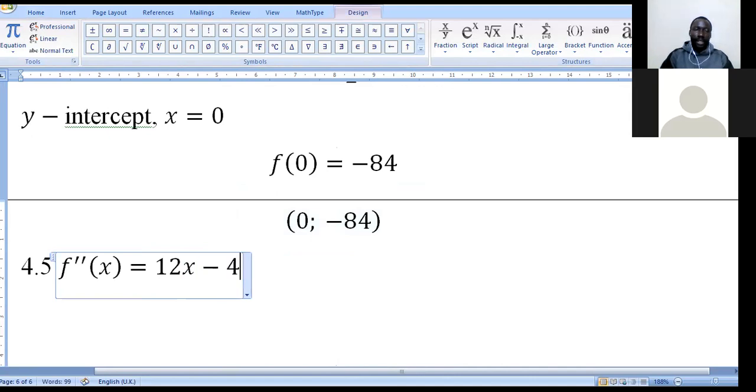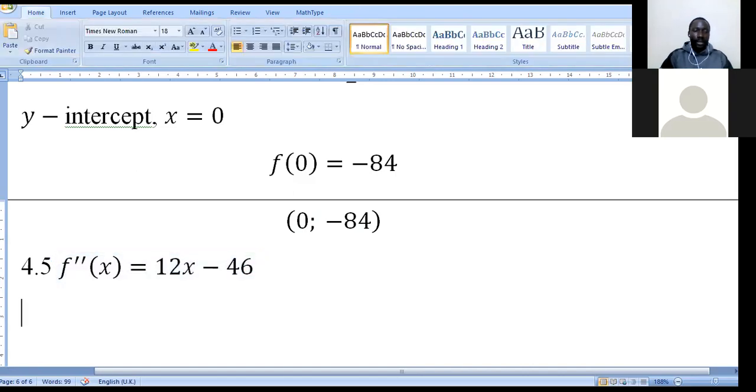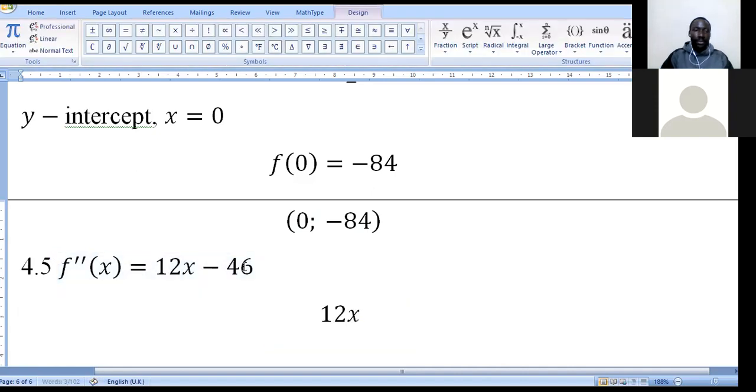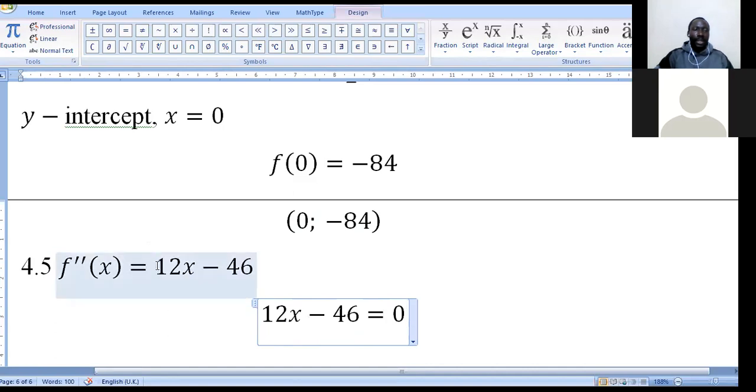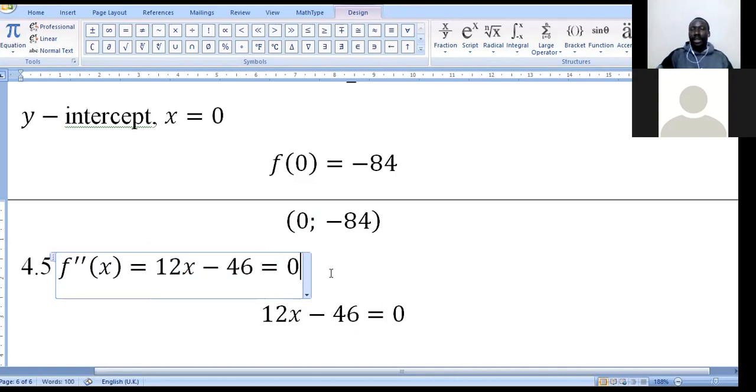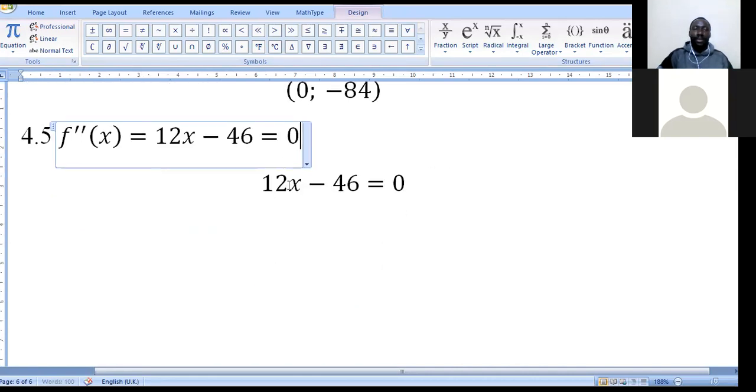So we have to equate this to 0. To find the nature of the concavity, we have to equate this to 0. In other words, we will be having 12x minus 46 equals 0. We just put this equal to 0. That is how we find the values of x for which the function will be concave up.